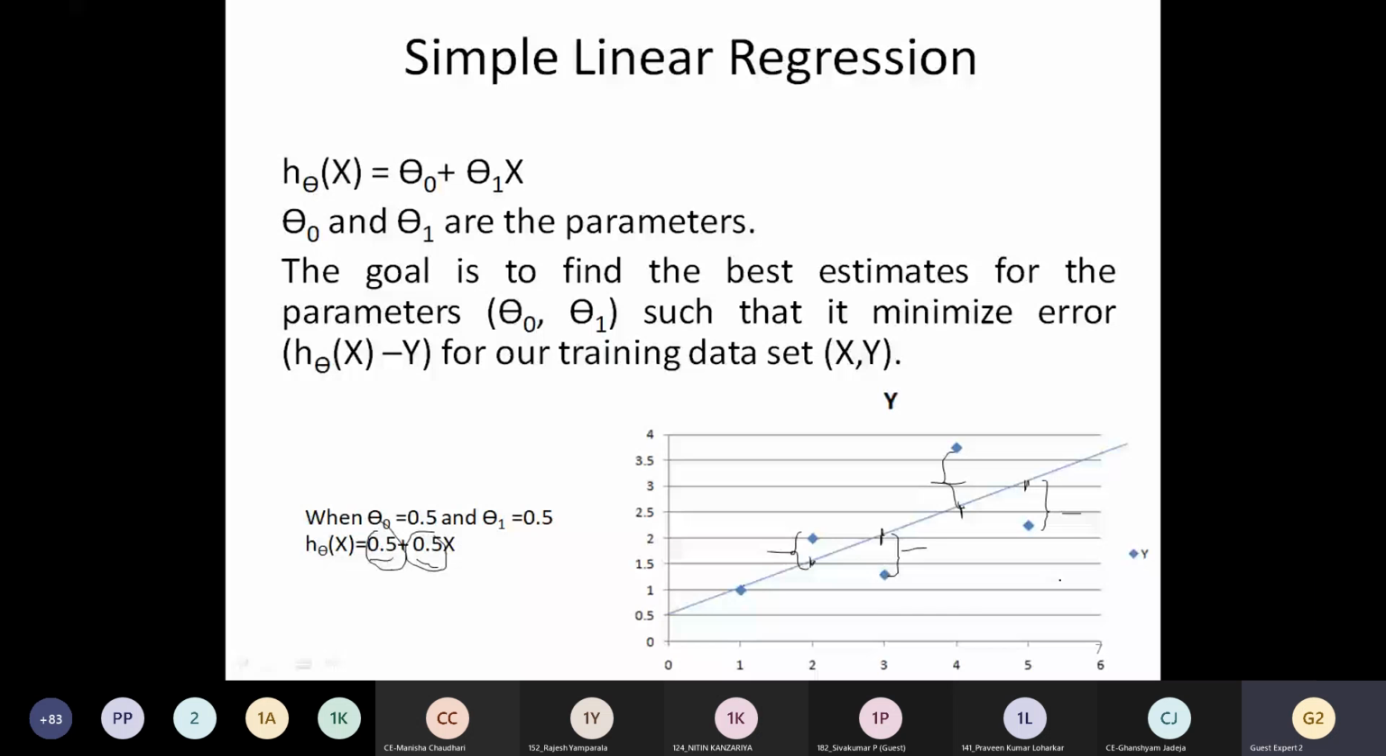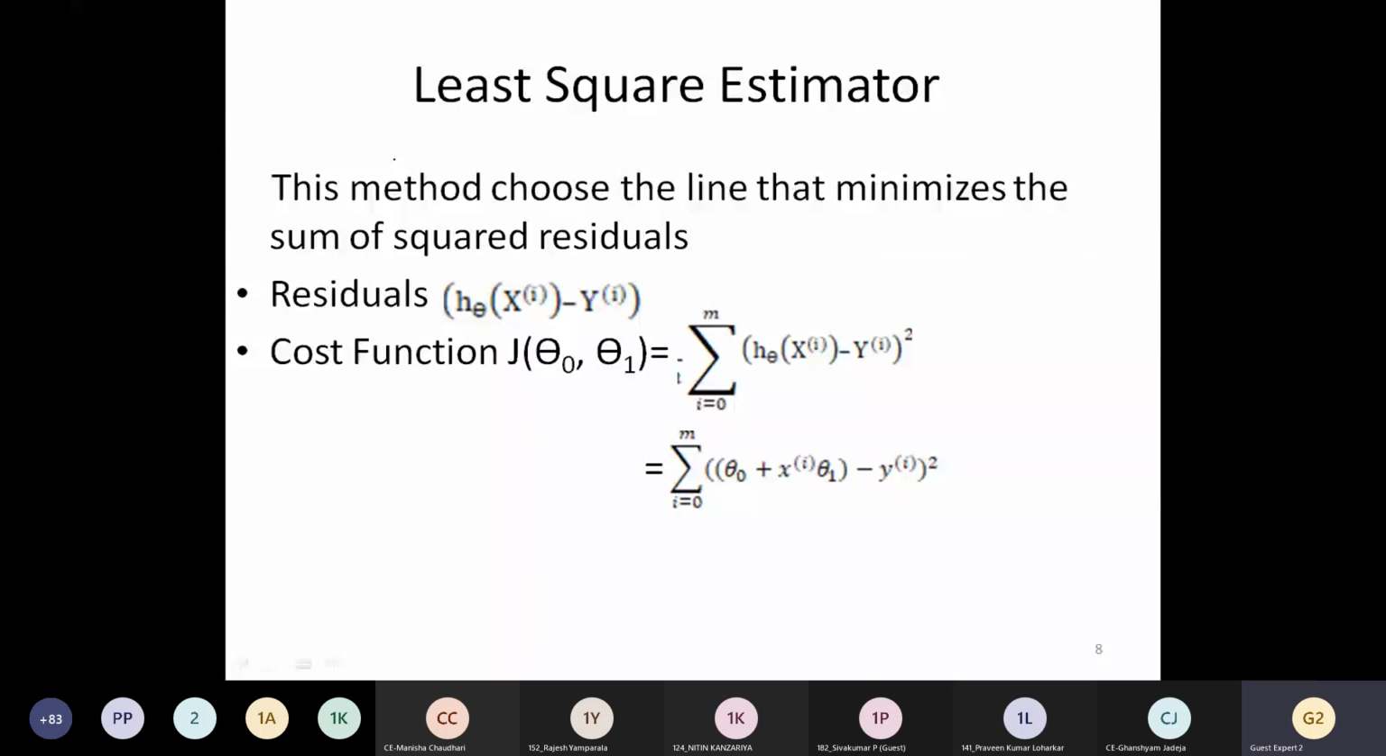Okay, so for estimating the values of these parameters in simple linear regression, there are two methods. One is the least square estimator. The second is gradient descent. Okay, so using these two methods, you can optimally estimate the values of theta 0 and theta 1. Now, how these two techniques work, least square estimator and gradient descent, that we'll discuss. Okay, so the first one is the least square estimator.